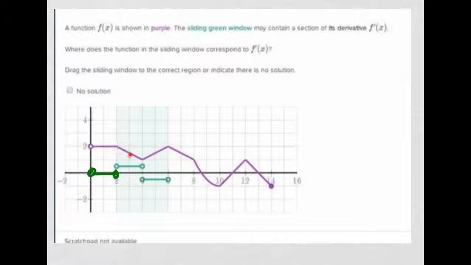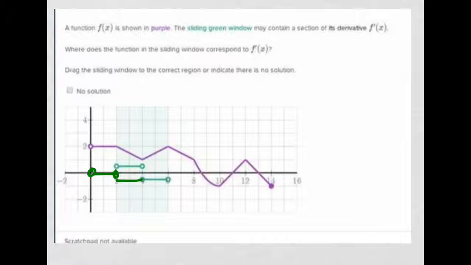I'm going to look at this and think of the slope. Whoa, it's a constant slope. What is it? Is that down 1 over 2? Yeah, down 1 over 2. So that slope is negative 1/2. So to graph the derivative, I make a y value that's negative 1/2. So here, negative 1/2 would be there, with open circles at the ends. That doesn't match up with my green window, so I'm going to keep going.